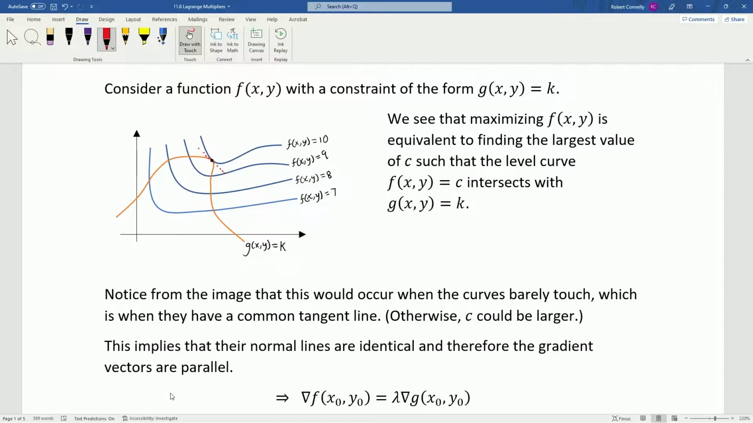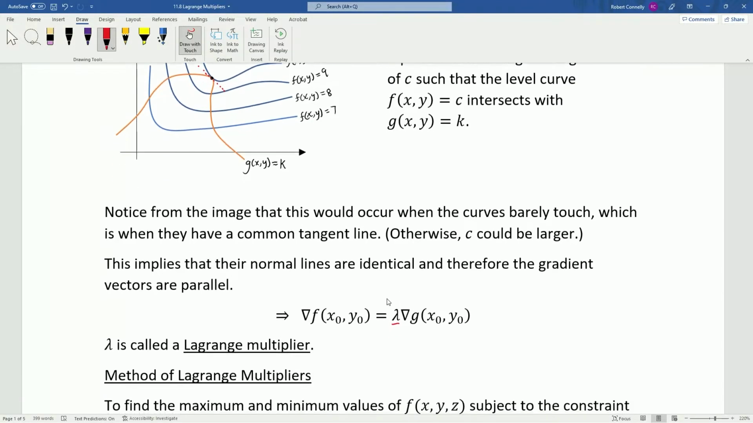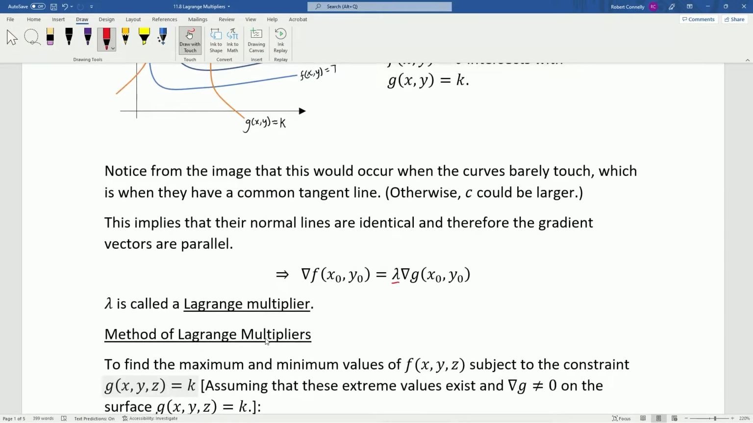vector. So that just means that the gradient of f is equal to some multiple of the gradient of g at that point. So here we're using lambda as our multiple, but this is just a constant multiple. So gradient of f equals a constant multiple of the gradient of g. So lambda in this context is called a Lagrange multiplier. And that brings us to the method of Lagrange multipliers.